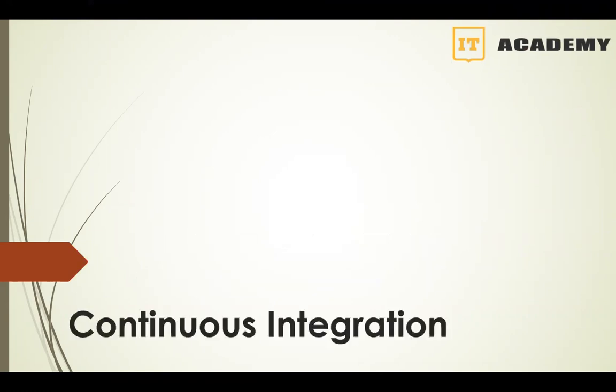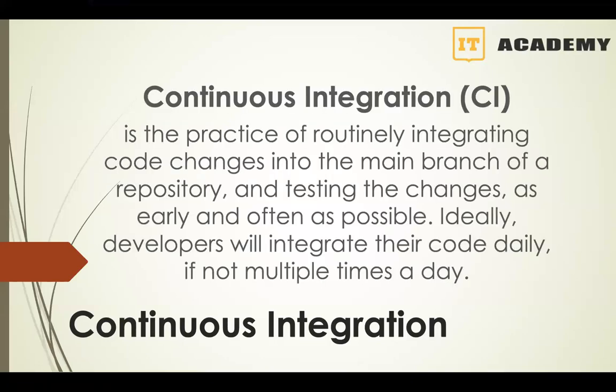Do you know what continuous integration stands for, what it means? Not really. So continuous integration, usually abbreviated as CI, is the practice of routinely integrating code changes into the main branch of a repository and testing the changes as early and often as possible. Ideally, developers will integrate their code daily, if not multiple times a day.